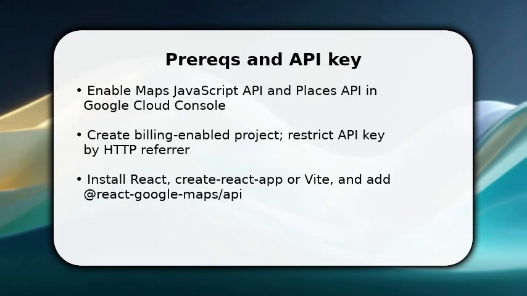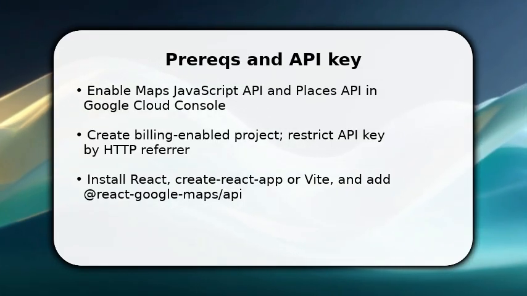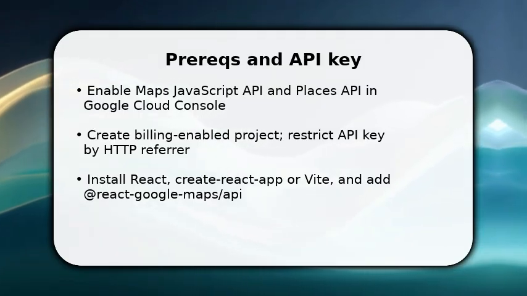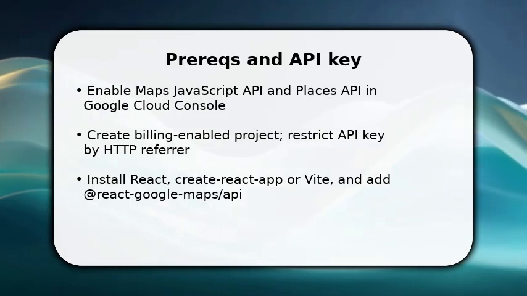You start by securing an API key and enabling Maps JavaScript and Places APIs. This is essential so requests succeed. Once done, make sure billing is enabled on your project and restrict the key by referrer for security.